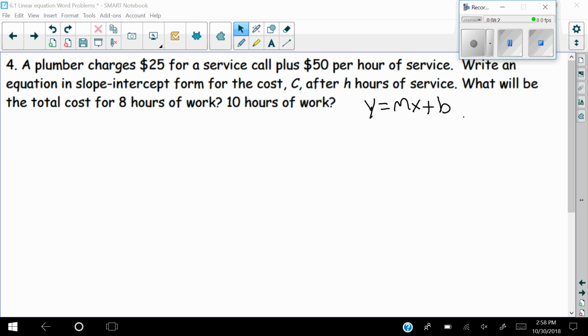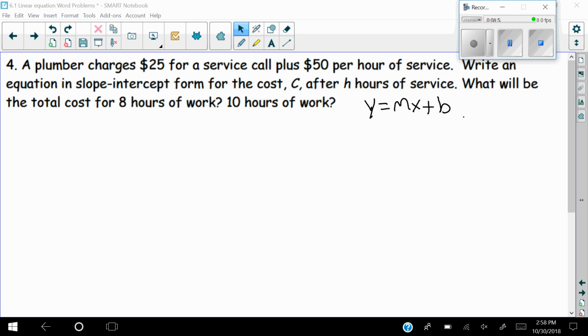Okay, on this one, I'm going to go through the whole question here and say a plumber charges $25 for a service call plus $50 per hour of service. Write an equation in slope-intercept form for the cost C after H hours of service. What would be the total cost for 8 hours of work? And then find out the total cost for 10 hours of work. So we're going to go through here and we're going to label and try to find every single piece of our Y equals MX plus B.